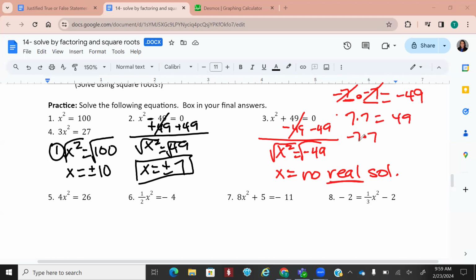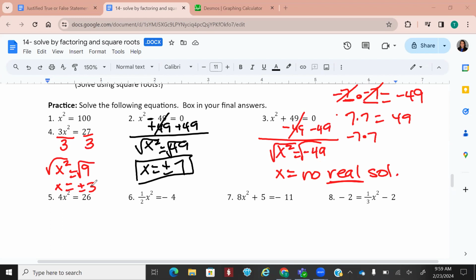All right. Looking at number 4. We're going to divide by 3 on both sides to get that x squared by itself. And then we're going to take the square root. So x is going to equal positive and negative 3.